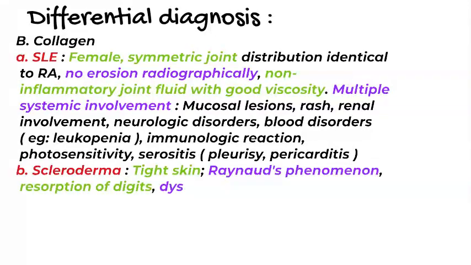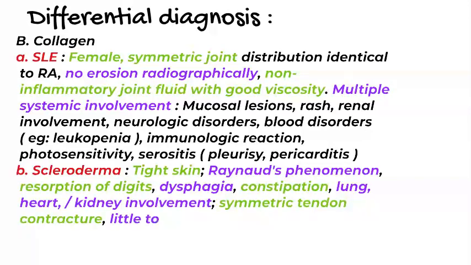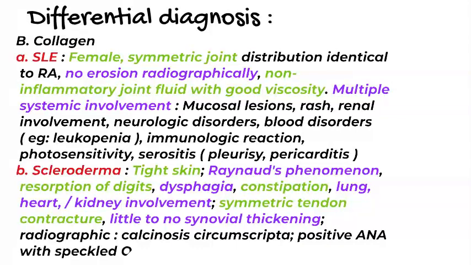B. Scleroderma. Presence of tight skin, Raynaud's phenomenon, resorption of digits, dysphagia, constipation, lung, heart or kidney involvement, symmetric tendon contracture, little to no synovial thickening. Radiographically, you can see calcinosis circumscripta, positive ANA with speckled or nucleolar pattern.